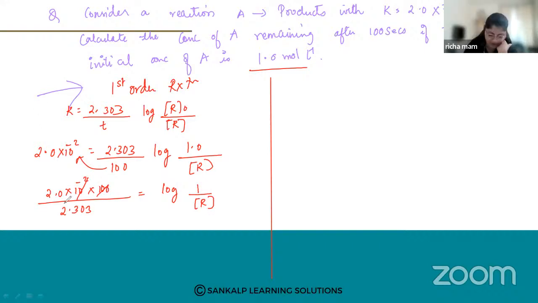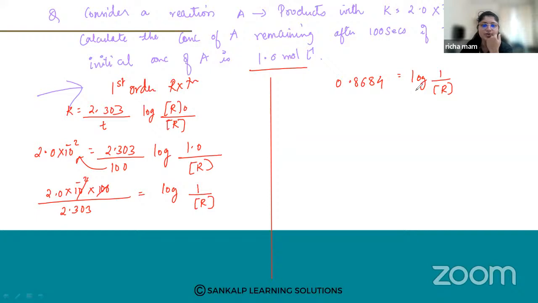2 divided by, you see how much you're getting? 2 divided by 2.303. So it is 0.8684. Are you getting the same? Is equals to log of 1 by concentration of R.